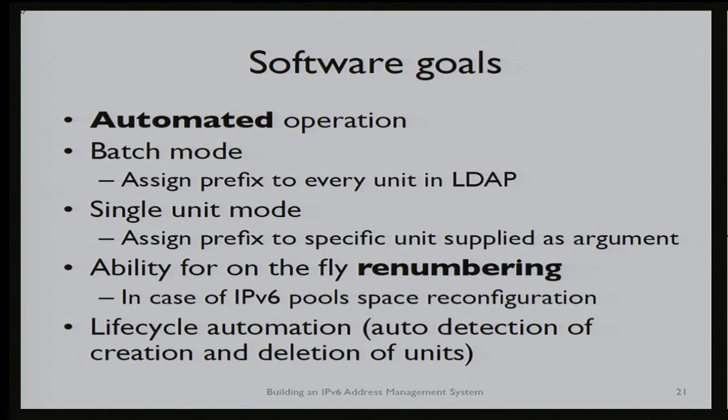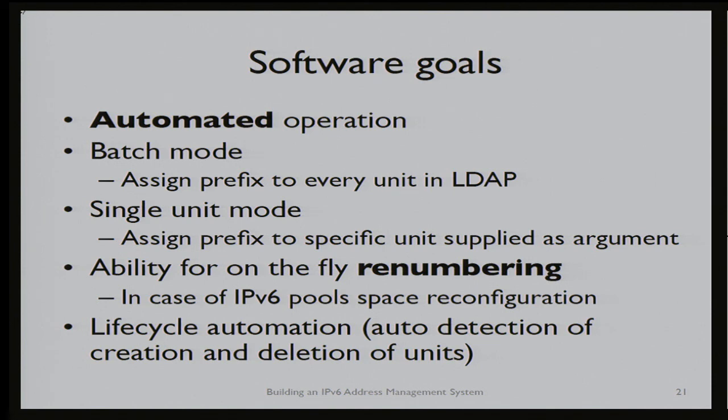The goals that we set out for the software that we're going to be using is, obviously, the operation must be as automated as possible. We'd like to have 2 modes of operation. First, we'd like to have a batch mode of operation, which means go into the directory, get all the units, assign prefixes to every unit. And we'd also like to have a single unit mode, which means go to the directory, get that specific unit, assign prefix only to that specific unit.